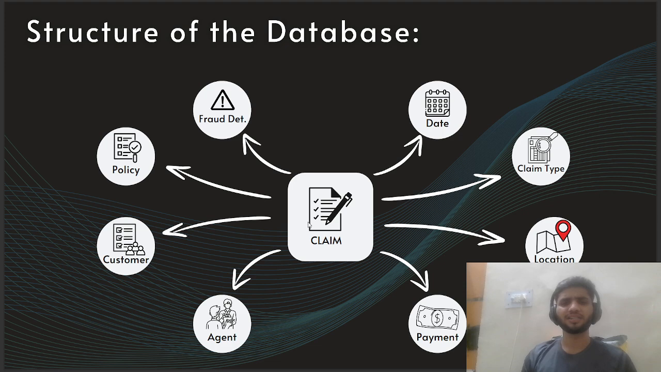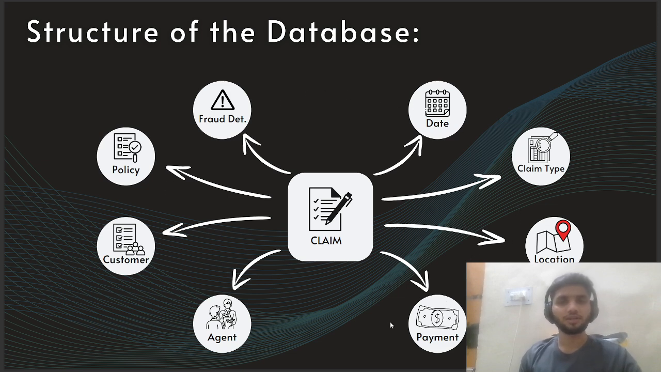For example, let us take the example of a claim. There must be a date and claim type. I'm talking about an insurance database, so there must be an agent and customer. There will be a customer, right? There are some policies, and for example there may be a thief who is stealing money from the customer or agent. Then we are able to use fraud detection, then payment location, claim type, and date type.